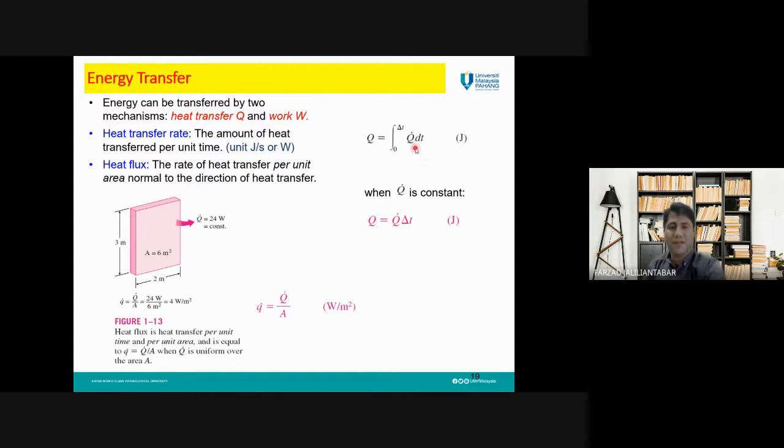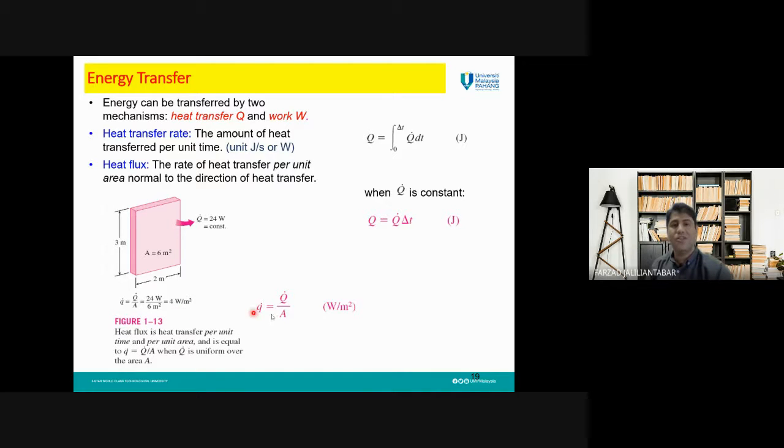But if Q dot is constant with time, then we can use this equation to calculate heat transfer. Q is equal to Q dot delta T. Delta T is the duration of the heat transfer. Q dot is the heat transfer rate: how much heat or thermal energy is transferred during a second, for example, as you can see here, joule per second. How about heat flux?